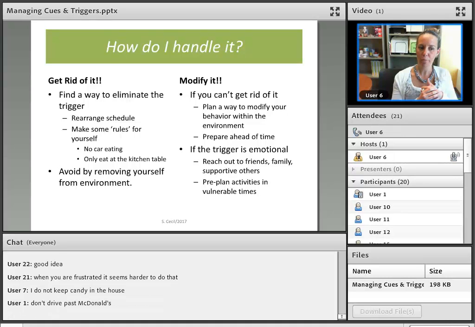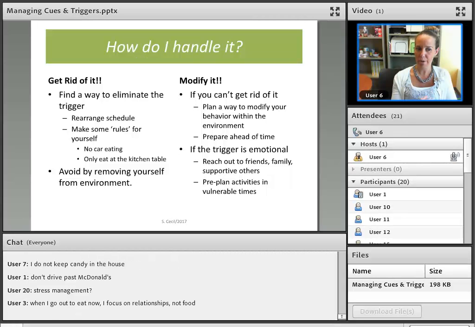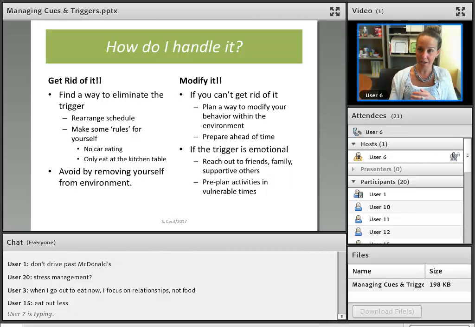Okay, so a couple folks have said, eliminating a cue or a trigger is, I do not keep candy in the house. Another one is, I don't drive past McDonald's. These are great examples, right? We just eliminate the ability for these things to have impact on us. So if having sugar in the house cues us to want to eat off plan, if we remove the sugar, then it's not even an issue. We don't have to deal with it.